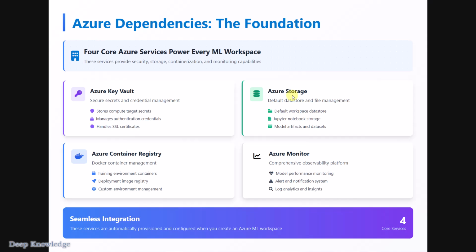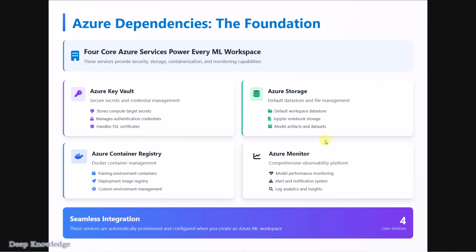So your data set, model files, experiments, logs, and everything will be stored in this storage account. And then we have some containers. Registry: think of it as a professional Docker Hub. Every custom environment, every deployment container, all managed and versioned, will be in this container registry. And finally, Azure Monitor, which is a platform for watching your models, tracking performance, and alerting you when something wrong is happening.